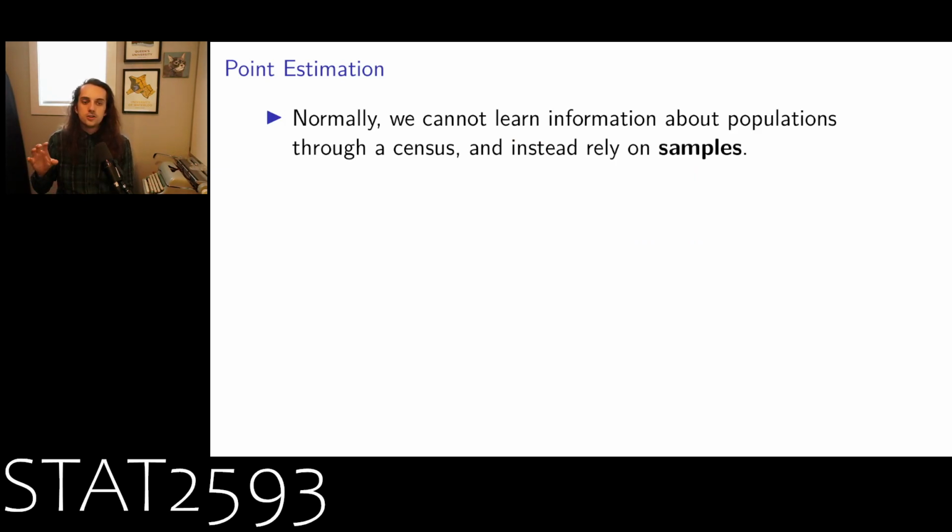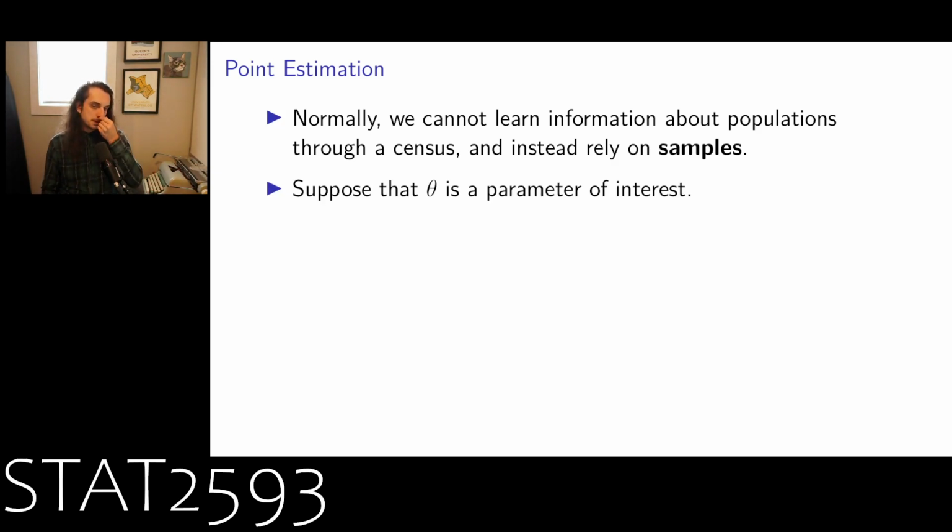Normally, we cannot learn information about populations through a census. This has been the central dilemma of this whole course. We don't normally get to take a full census, and so we have our samples. To make matters concrete, let's assume that theta is the parameter that we're interested in. So theta represents whatever the value in the population that we want to make inferences about.